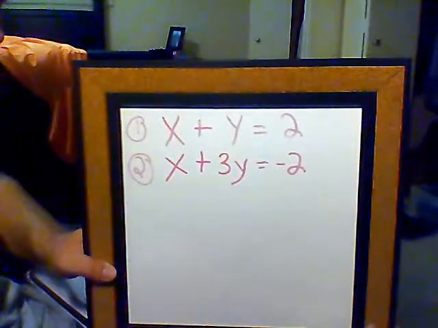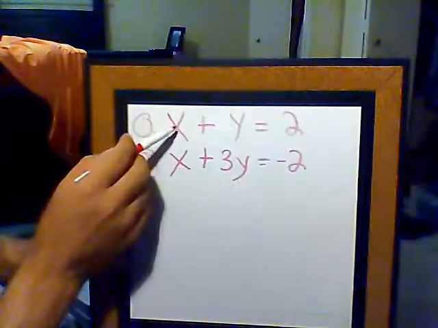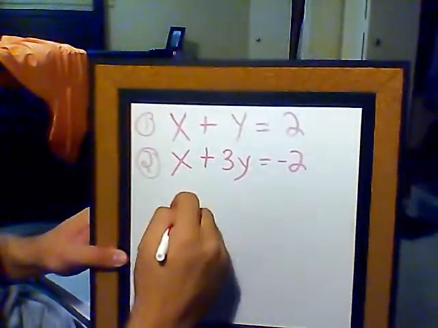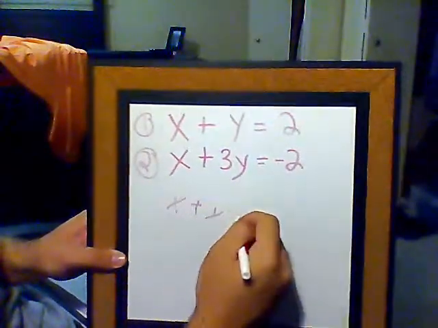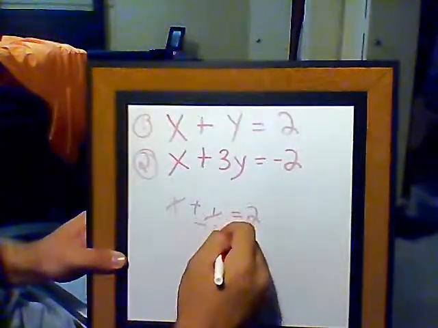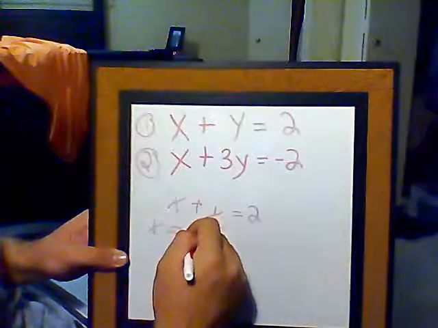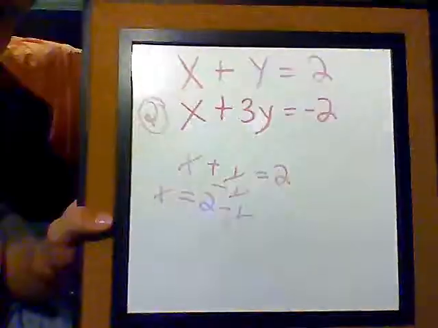Now I'm going to show you how to work a few practice problems. I'm going to keep this simple and do x plus y equals 2 for the first equation and x plus 3y equals negative 2. First, for the substitution method, I'm going to take x plus y equals 2 and solve for x, by first subtracting y to the other side, getting x equals 2 minus y.